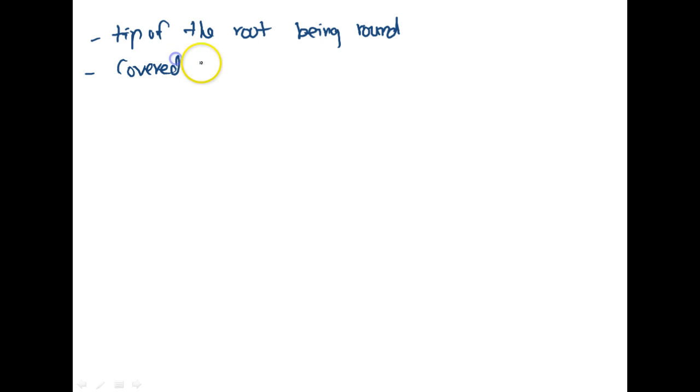And the structure of the root looks a little something like this. So the structure of it is where you have the tip of the root being round, and it's covered by a root cap.